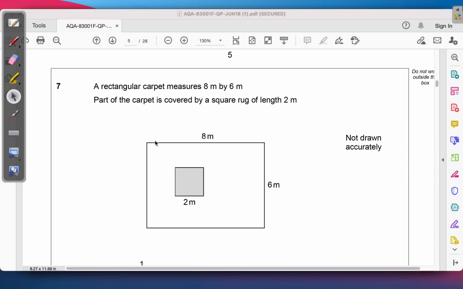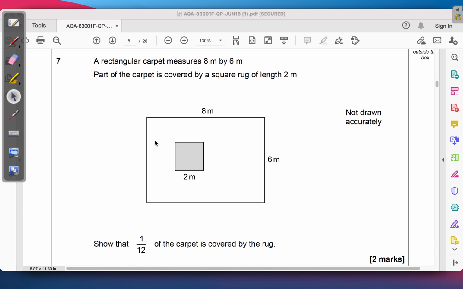Now, next thing. A rectangular carpet measures 8 meters by 6 meters. Part of the carpet is covered by a square rug of length 2 meters. We have to show that 1/12 of the carpet is covered by the rug. The first thing that I would do is say, well, I've been given the measurements of the carpet, 8 meters by 6 meters. So I can work out the area of the carpet, which is 8 times by 6, which is equal to 48 meters squared.